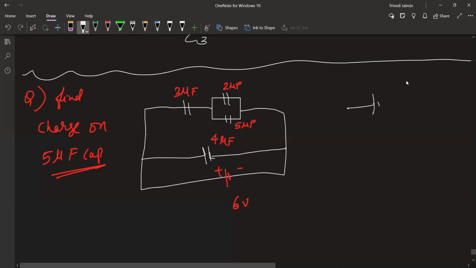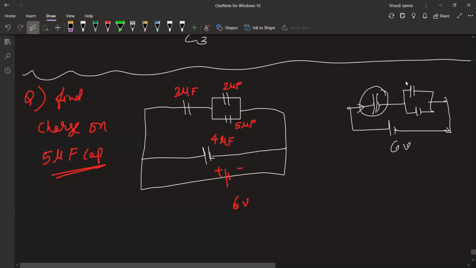So let us assume that this capacitor is across 6 voltage. If we have the charge on this capacitor, then we can find out. So how to find charge on this one? By this, because in series Q will be same. So Q equals CV. So C will be 3 and V will be 6. 3 into 6, 18 microcoulomb.